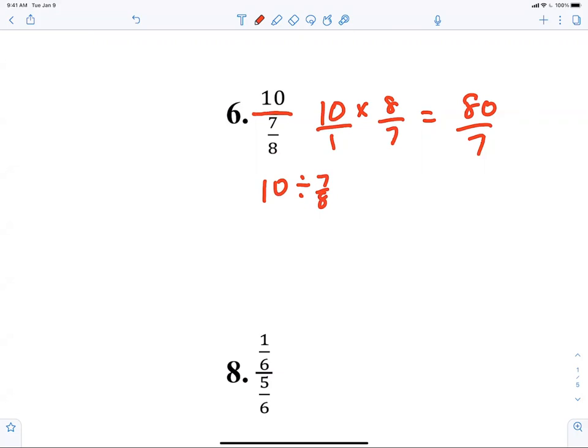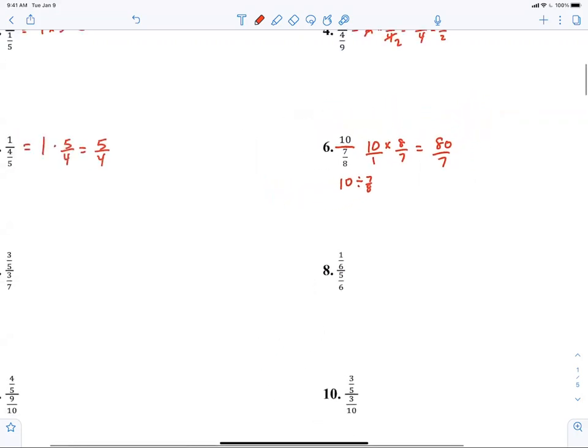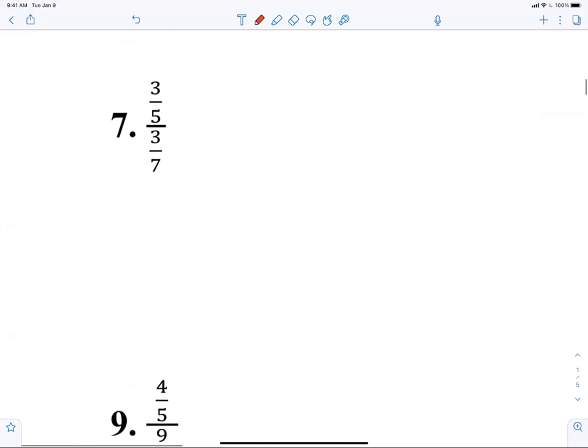Okay. All right. So Max, I believe you're up. Number 7. 3 over 5 times 7 over 3. Yes. So what happens to the threes? You take the 3 and turn it into 1. That's right. 7 over 5. 7 over 5 is perfect. Everybody okay with that?